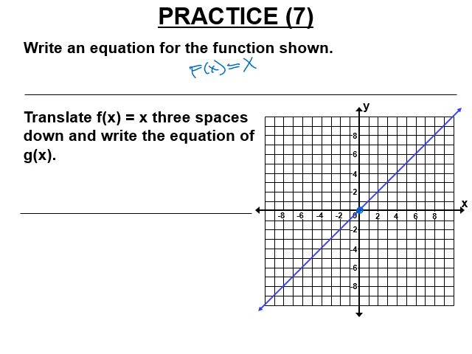You're going to translate that 3 spaces down and write the equation of g of x. So it's literally x minus 3. All right, and you're going to draw the exact same, a parallel line, 3 spaces down. Each point is going down 3 spaces.